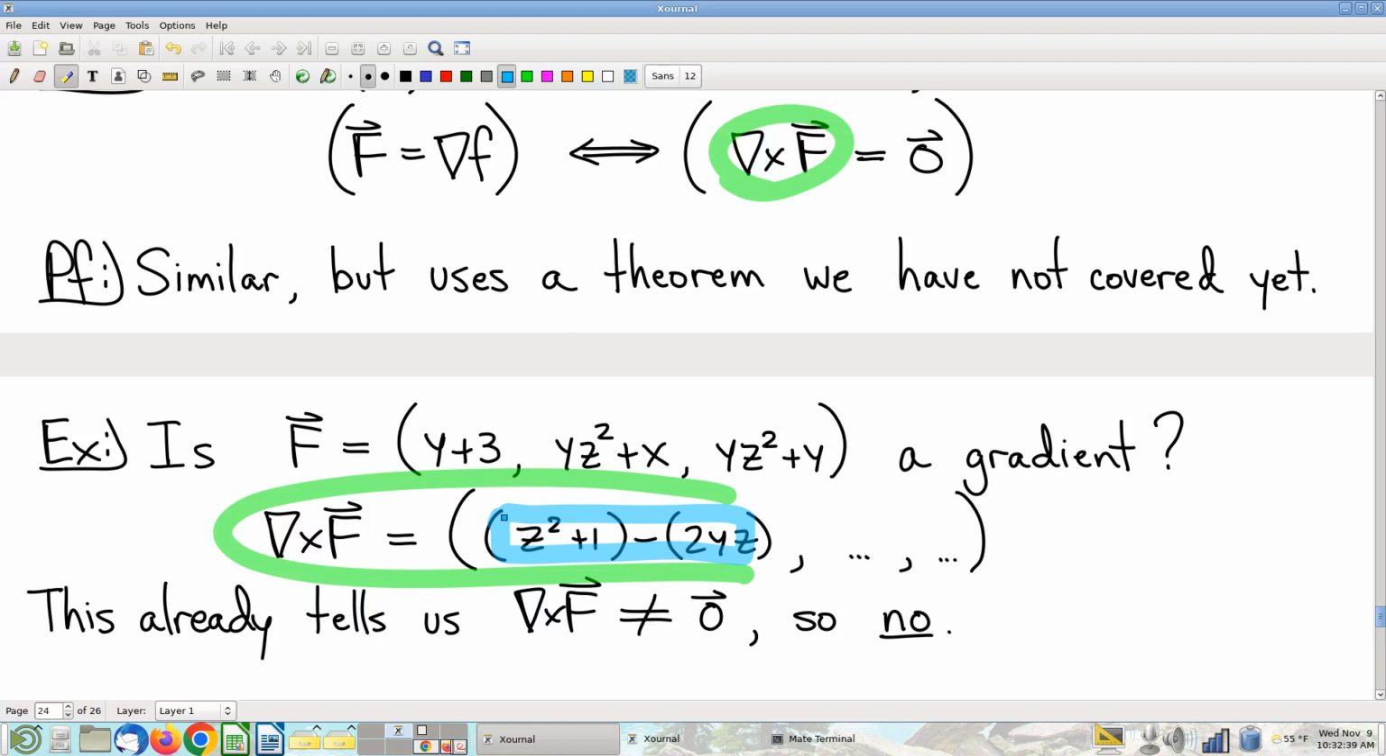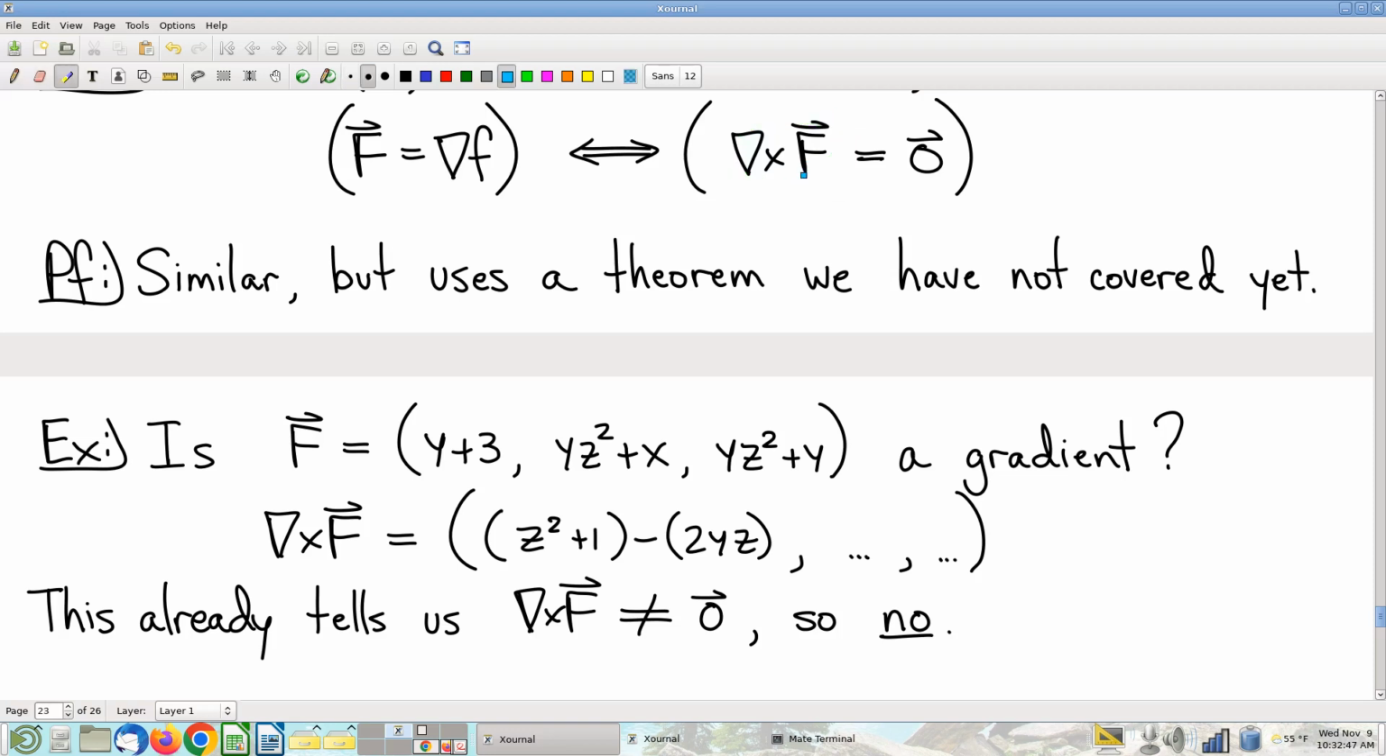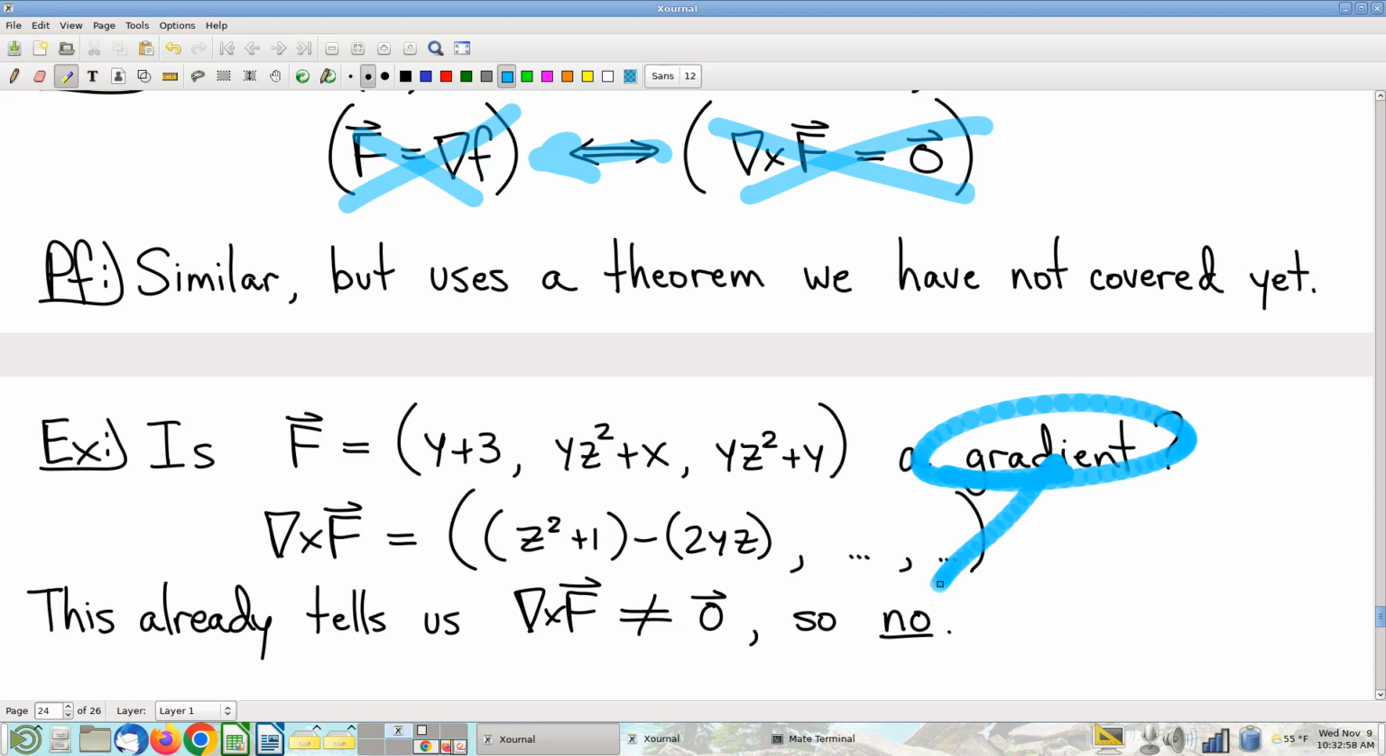So if the first component is sometimes non-zero, then the vector is sometimes non-zero, and so this condition here is not satisfied, and therefore my vector field is not a gradient. So. Gradient, no. Everybody with me? All right.